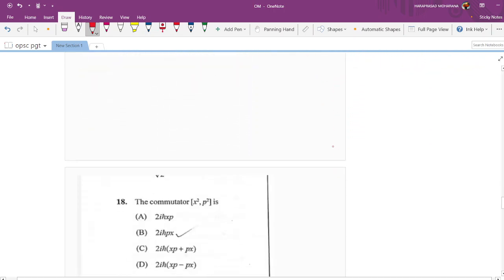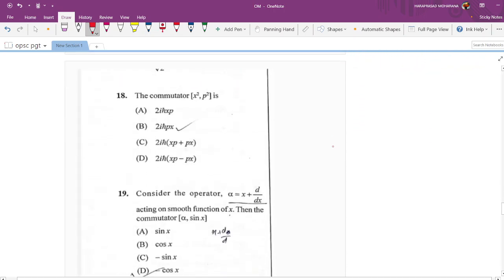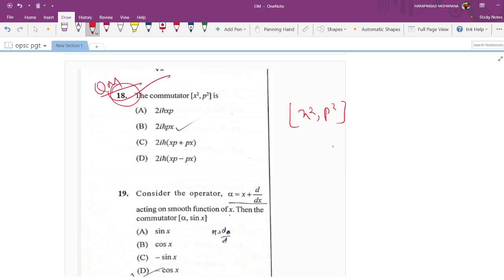This is a direct question. And here the commutation of x squared and p squared is asked. I think you would be able to do this question also. This is also from quantum mechanics. I am not going into detail. This is a direct question.